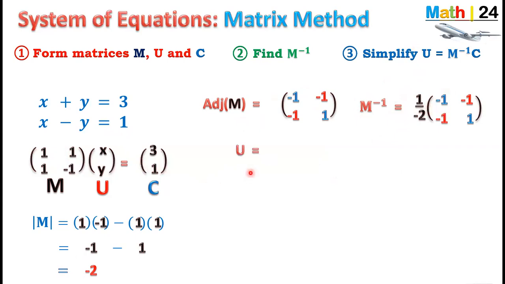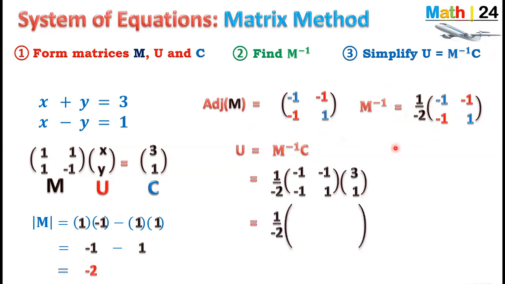Sometimes they may ask us to solve like this in the exam. So matrix U will be equal to this inverse matrix times C. We will still touch this topic again when we are looking at matrices. So when you're watching the part on matrices, you'll still see this topic. So we have minus a half, I'm sorry, into minus 1, minus 1, 1, minus 1, 1, then times this constant matrix 3, 1. Okay, so this gives us minus a half into, now we have minus 1 times 3 plus minus 1 times 1.